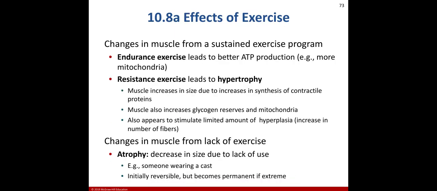So there are changes that happen as you exercise more and more. The first is endurance, where you're able to better produce ATP. You get more mitochondria, so you are able to exercise for more time without reaching the point where you can no longer have muscle contraction. And resistance exercise can lead to hypertrophy, where muscles increase in size. That is because of them increasing their contractile proteins. Muscle also will get more glycogen and more mitochondria.